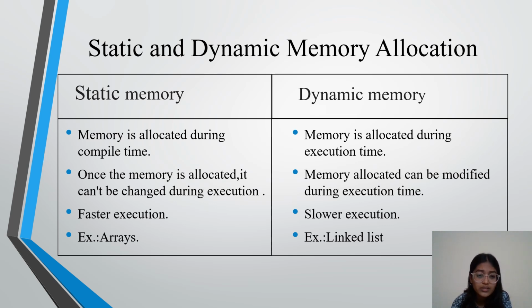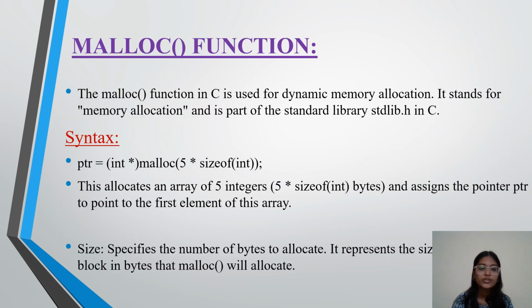The static process is very fast, and the dynamic one is a bit slower. For an example of static memory, you can take arrays, and for dynamic, linked lists are the example. So let's start with the malloc function.